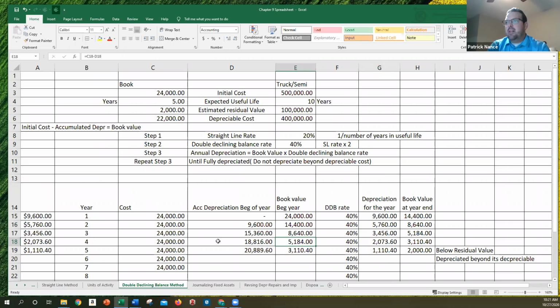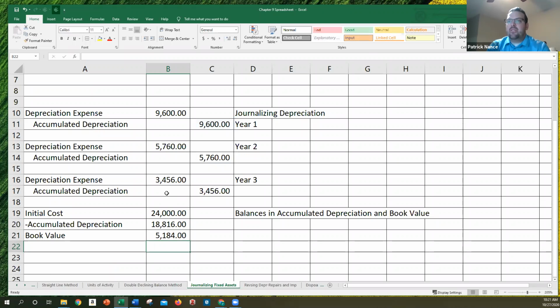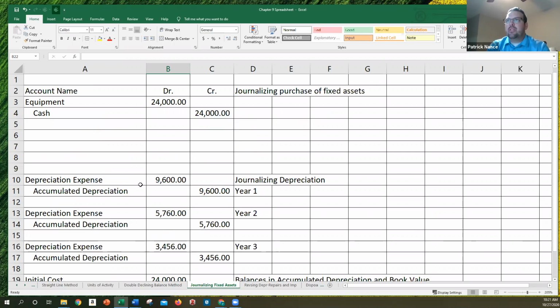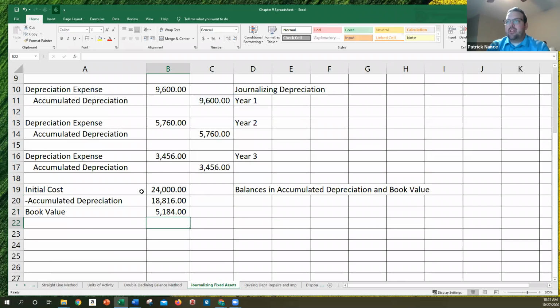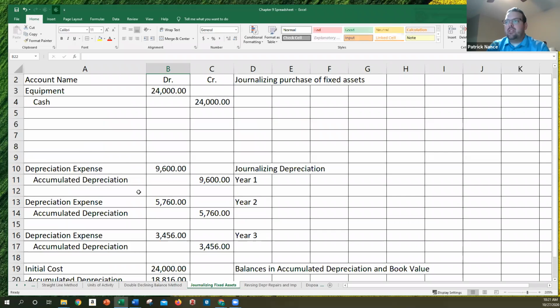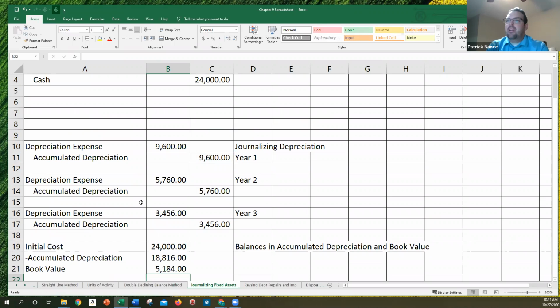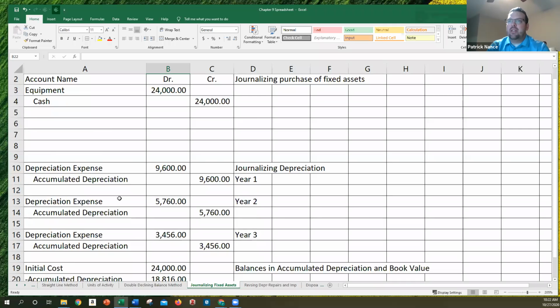If you notice, that does match here with the end of the year for year 3, beginning of the year for year 4, as it should be. So that's journalizing that. And I wanted to make sure we understood this because the next part of this chapter, we're going to talk about revising depreciation. And then after that, we're going to talk about disposal. Both of those require you to know and understand how we journalize the entry in the first place.